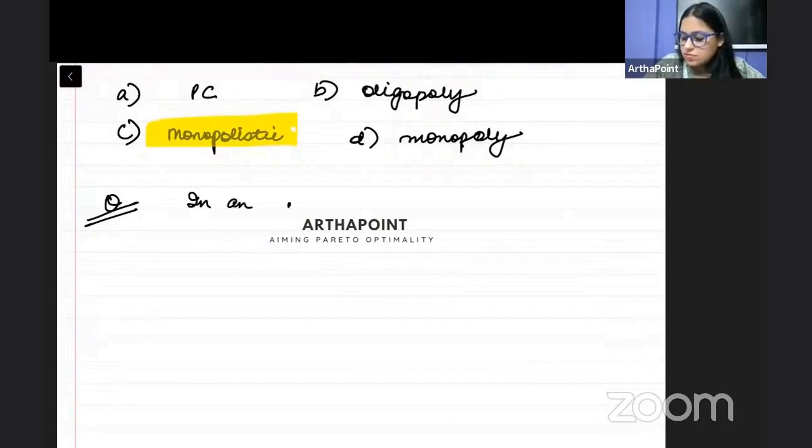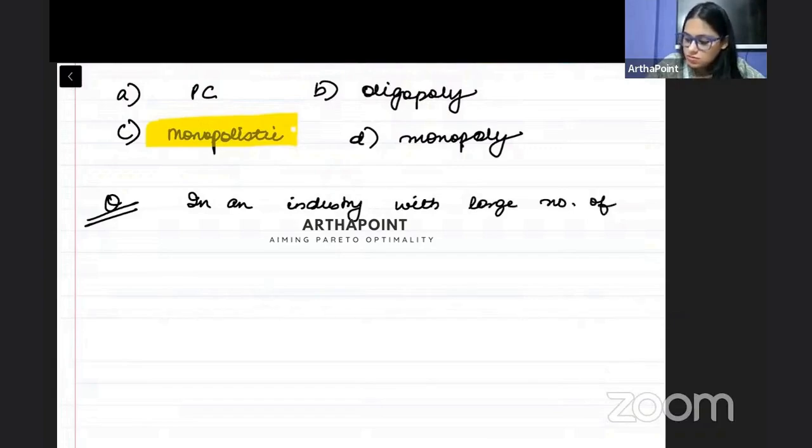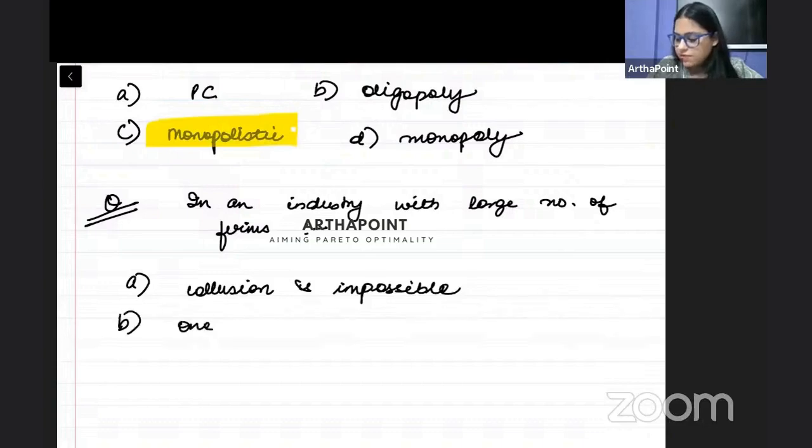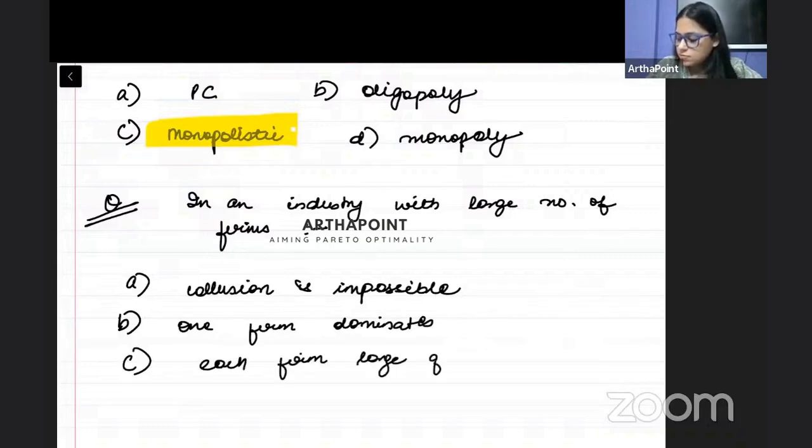In an industry with large number of firms, option number A, collusion is impossible. Option number B, one firm will dominate market. Option number C, each firm produces large quantity. Option number D, competition is eliminated.